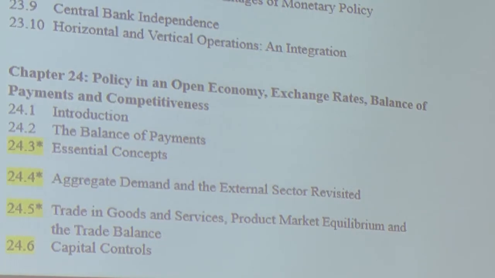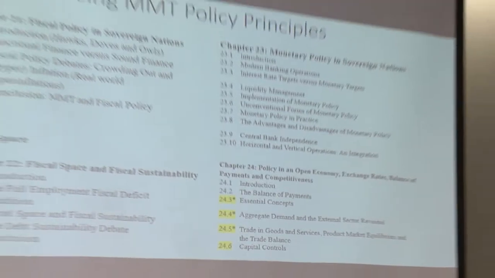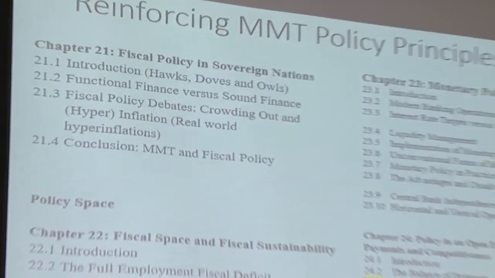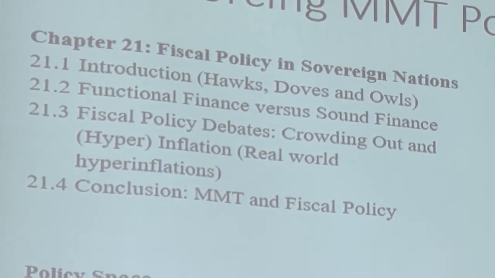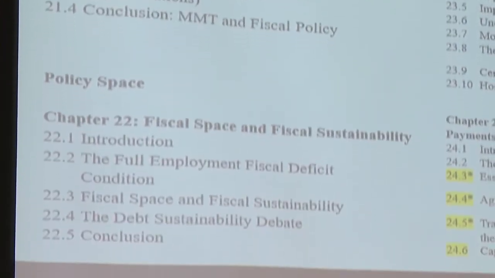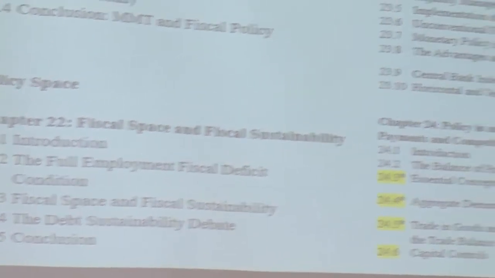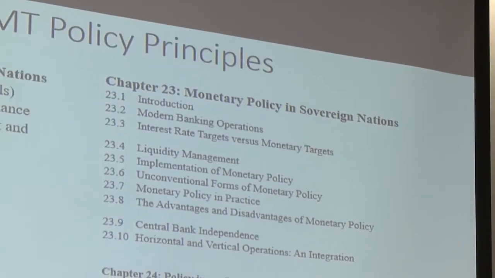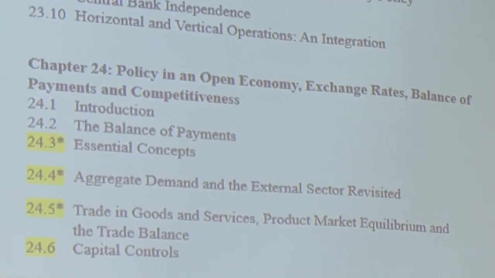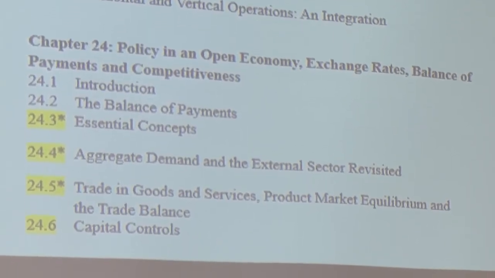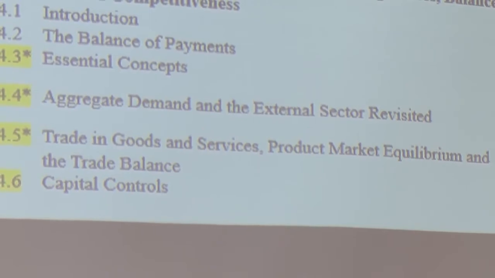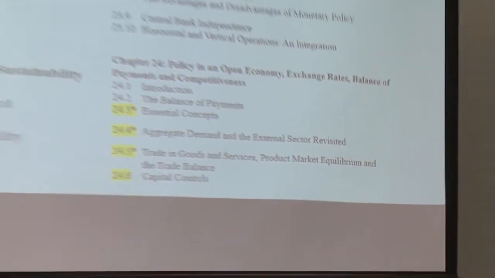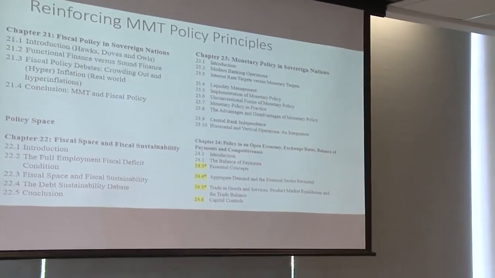All right, finally, these are the four more detailed chapters that reinforce the policy principles. Fiscal policy and policy space, talking about fiscal sustainability, so we go a bit through that literature and explain what's wrong with all of that. Monetary policy space, and then finally a detailed treatment of the open economy. And again, some of these are difficult, at least for American students, because Americans usually have not thought much about the foreign sector. And that is it.